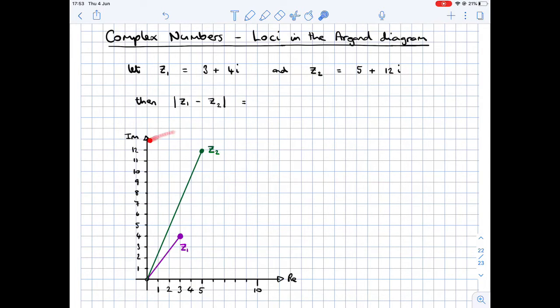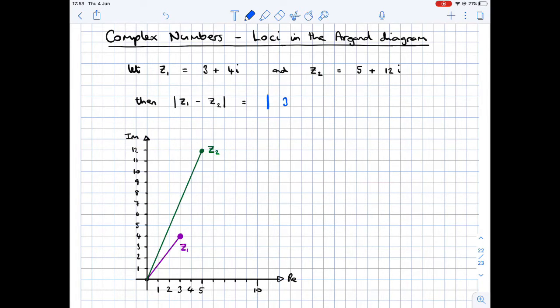Well, underneath here we have the Argand diagram. Remember, the horizontal being the real axis and the vertical being the imaginary axis. So z1, 3 across, 4 up if you're asked to plot it, and z2, 5 across and 12 up. So let's look at z1 minus z2.